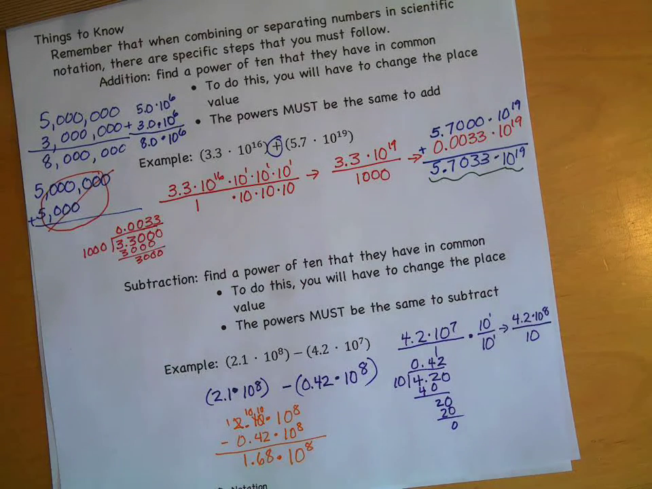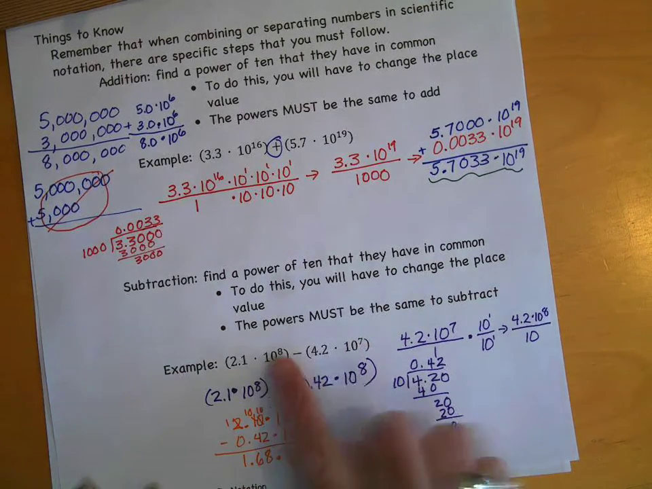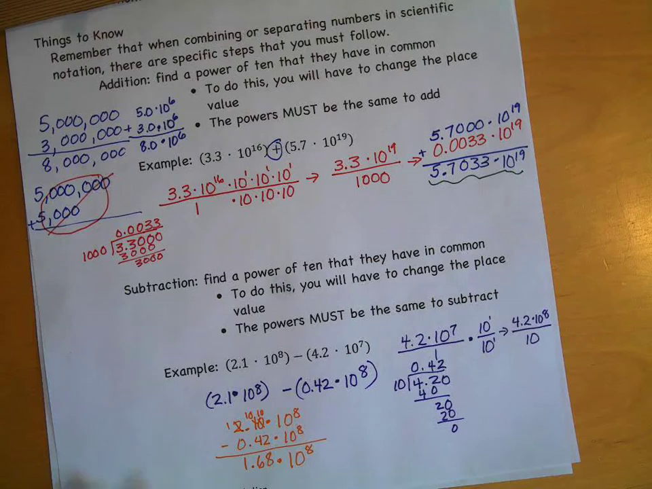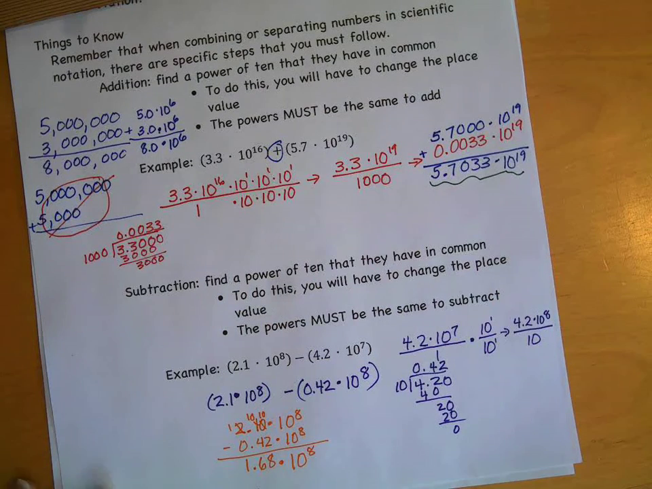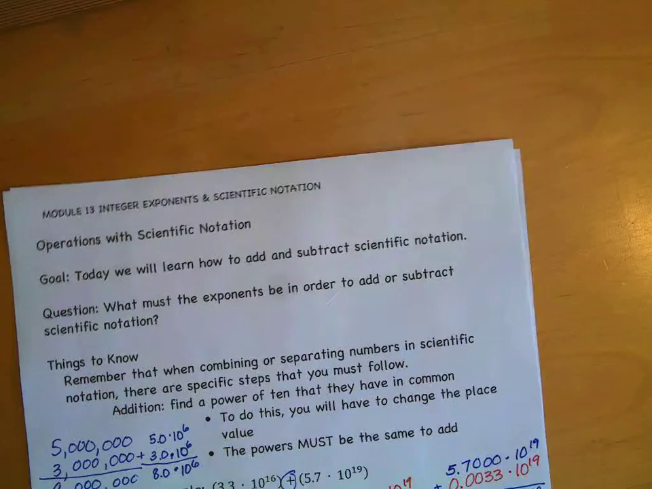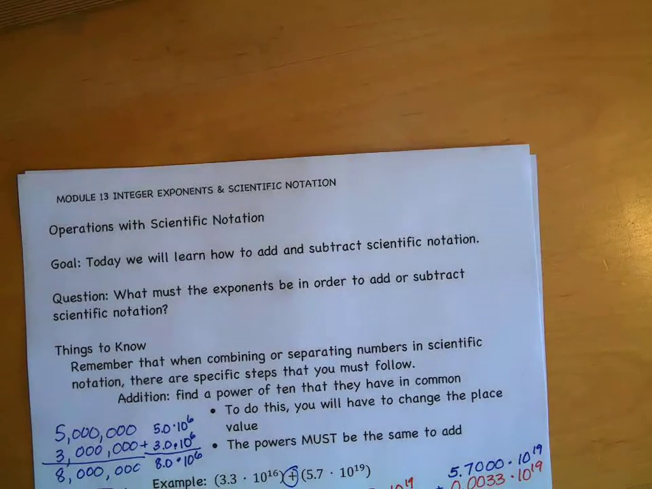Okay? So that wasn't too bad, right? The biggest thing that you have to work on is getting your powers to be the same, okay? And hopefully by seeing how we moved that place value, you were able to see how we could correctly show what the values of the numbers are so that you could get your place values lined up and then actually add or subtract, okay?